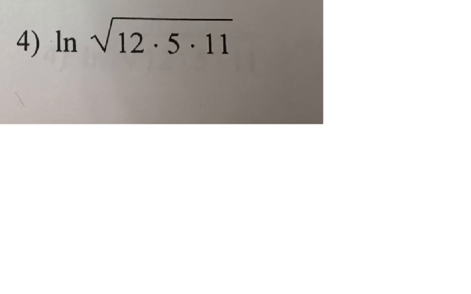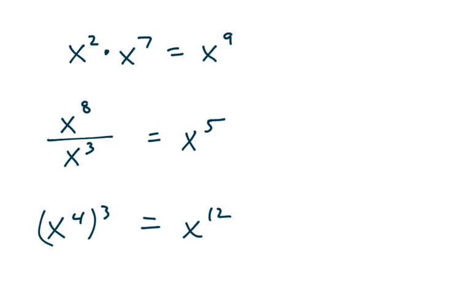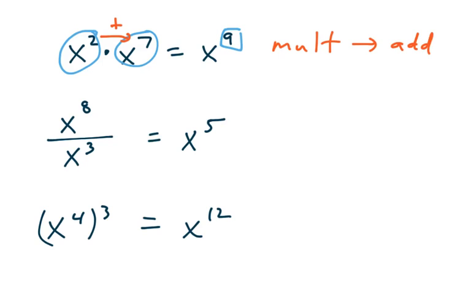But before we do any of these, let's remind ourselves of some basic exponent rules. For example, does everyone agree if I take x squared times x^7, that's x to the 9, because I would actually do 2 plus 7 to get 9, right? In other words, when we multiply with exponents, we actually end up adding the exponents, correct? That was a rule we learned.